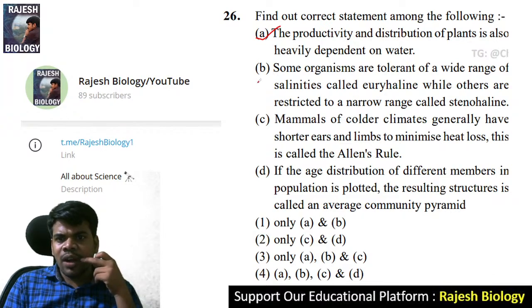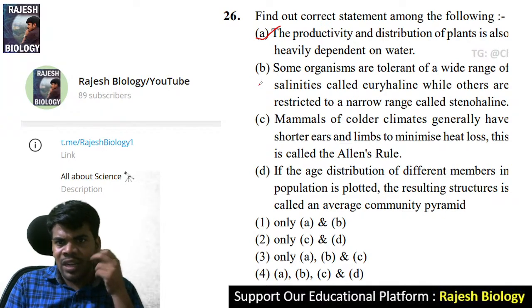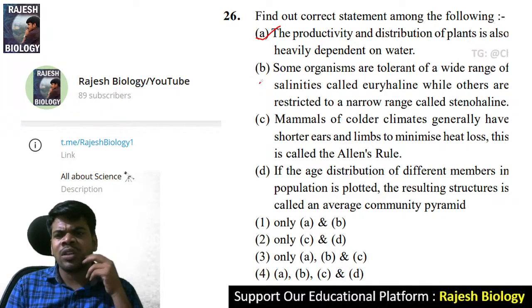Only A and B. Some organisms are tolerant of a wide range of salinities, called euryhaline, while others are restricted to a narrow range, called stenohaline.